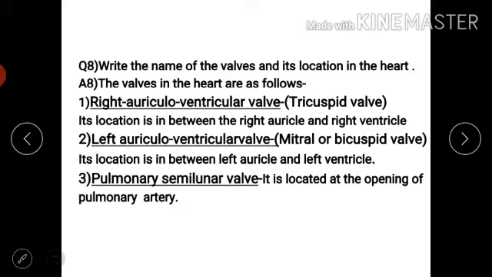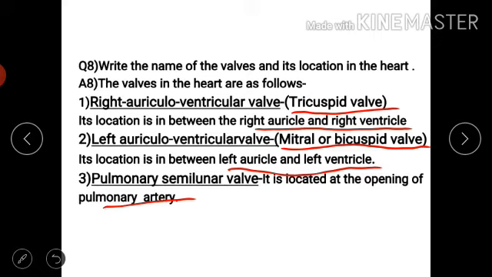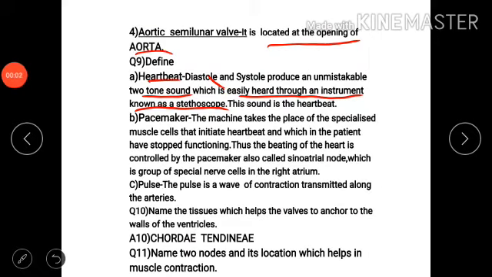Now, the names of the different valves in the heart. Right auriculoventricular valve, also known as tricuspid valve, is found between the right auricle and right ventricle. Left auriculoventricular valve, also known as mitral or bicuspid valve, is located between left auricle and left ventricle. Pulmonary semilunar valve is located at the opening of the pulmonary artery. Aortic semilunar valve is located at the opening of aorta.